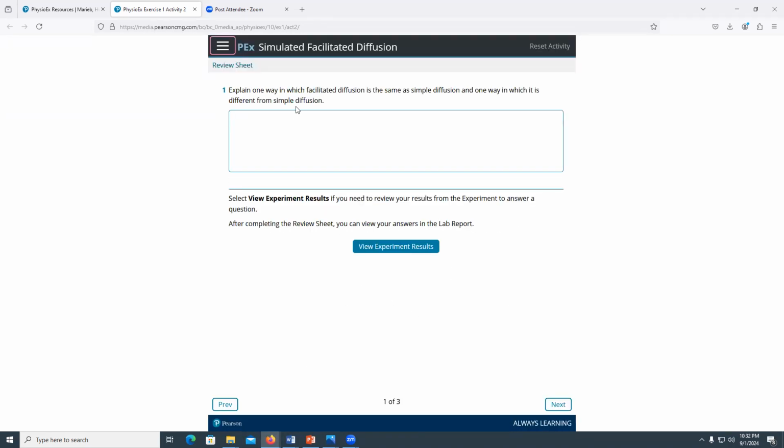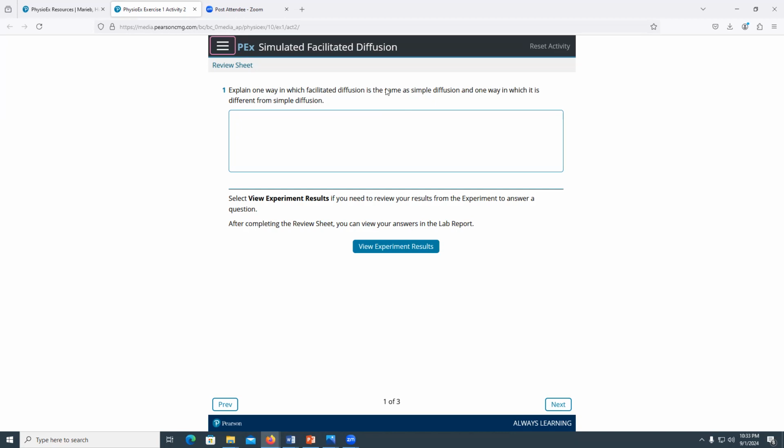Okay, explain one way in which facilitated diffusion is the same as simple diffusion, and one way in which it is different from simple diffusion. Obviously, both of them share one thing, and that is they move down the concentration gradient. Both of them do not require ATP. They are just reliant on the kinetic energy of these molecules bumping into each other, and that movement powers their movement from an area of higher concentration to an area of lower concentration.